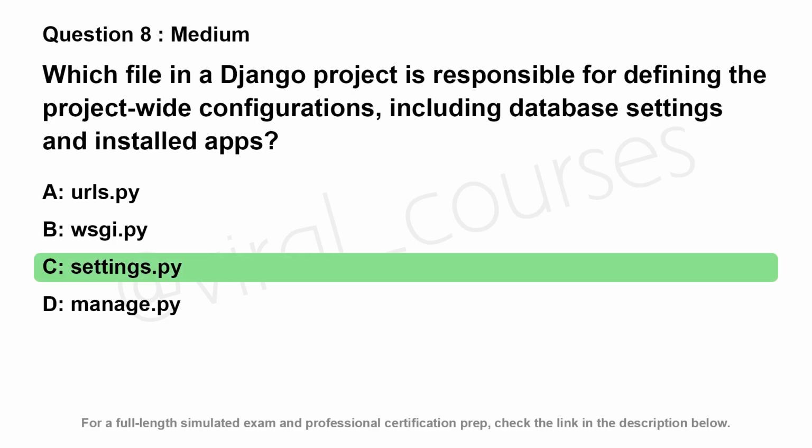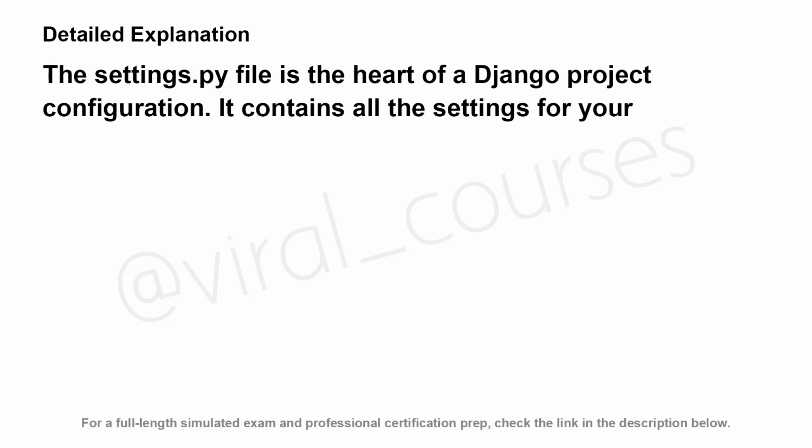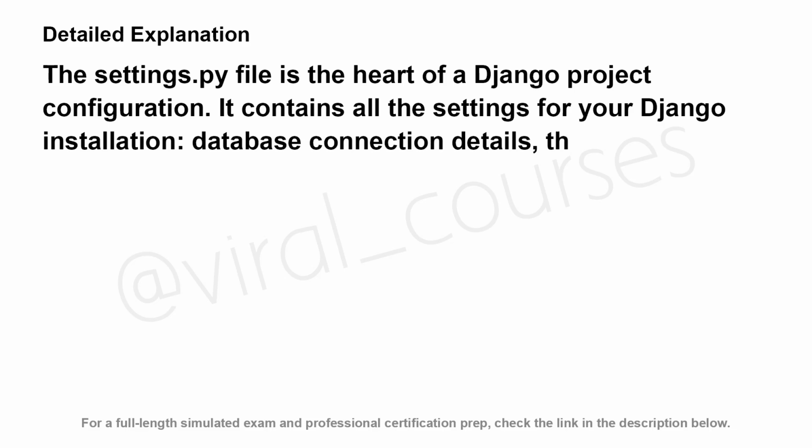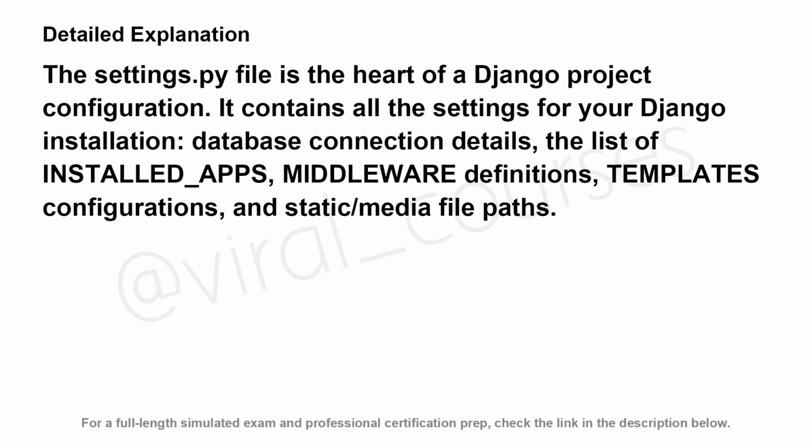The correct answer is C. The settings.py file is the heart of a Django project configuration. It contains all the settings for your Django installation: database connection details, the list of installed apps, middleware definitions, templates configurations, and static media file paths.